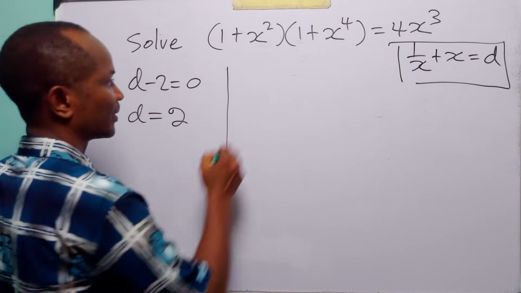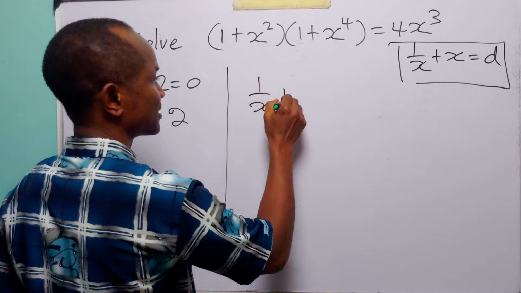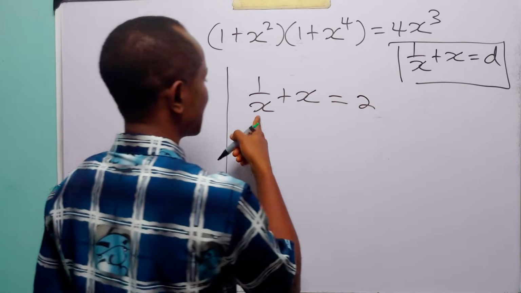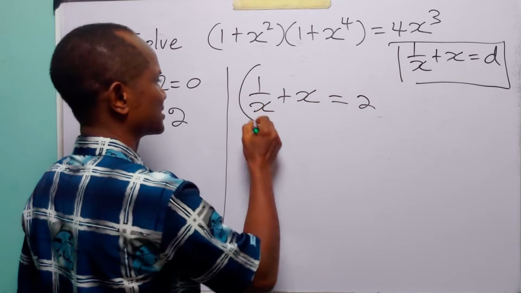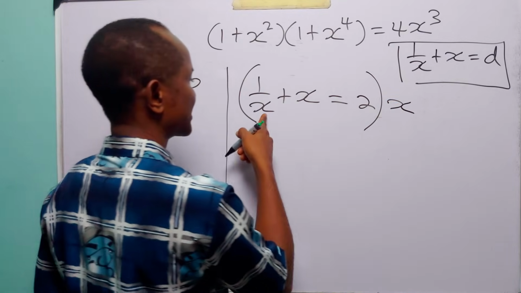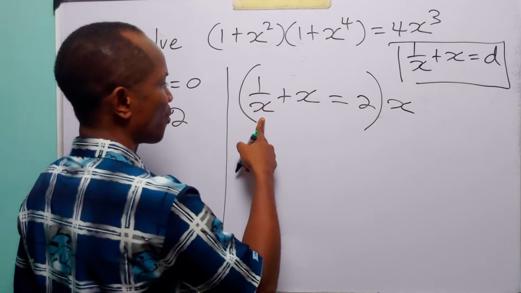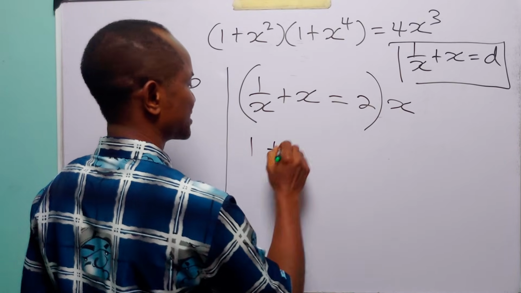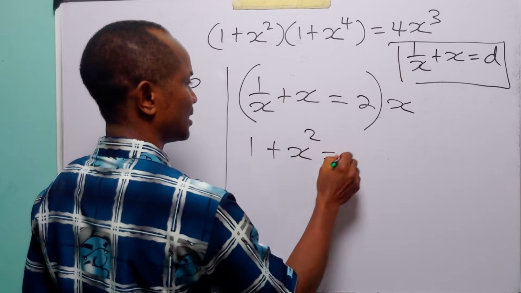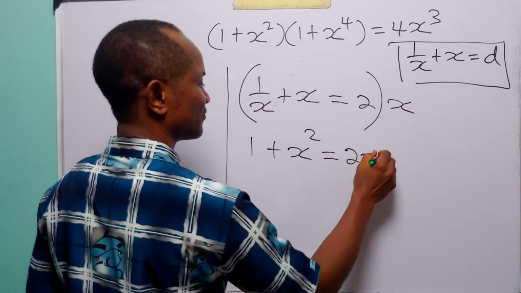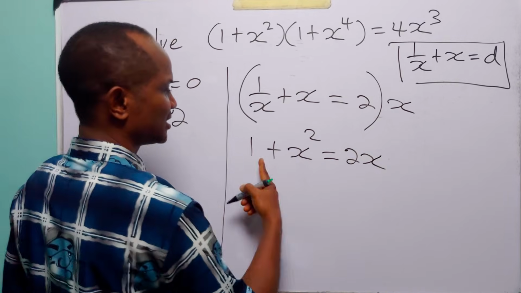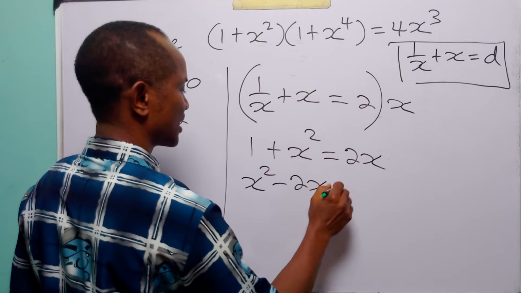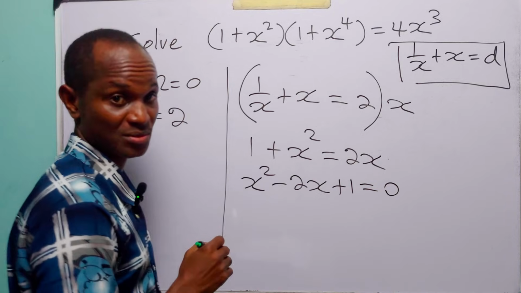That is 1 over x plus x is equal to 2. Now, to get rid of this fraction, let us multiply through this equation by x, that is this denominator. 1 over x times x is going to give us 1. X times x is going to give us x squared, and 2 times x is going to give us 2x. Rearranging this quadratic equation, we have x squared minus 2x plus 1 is equal to 0.